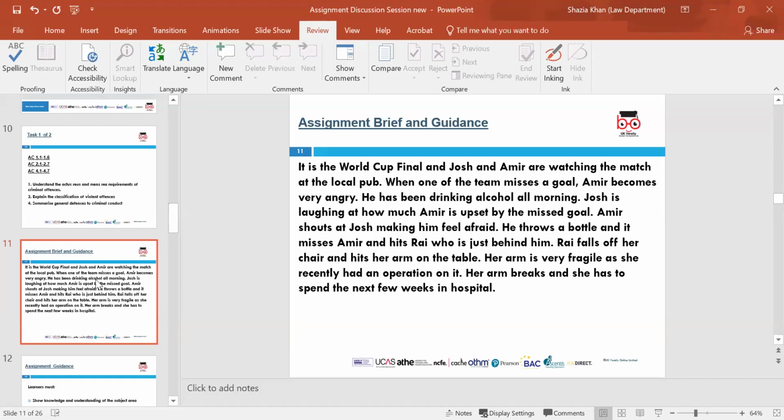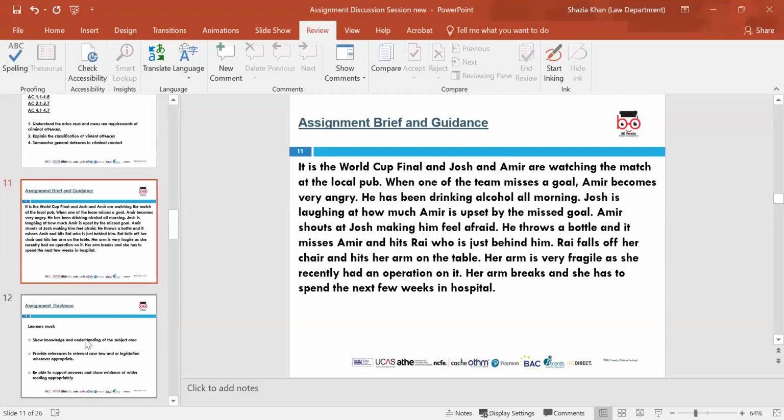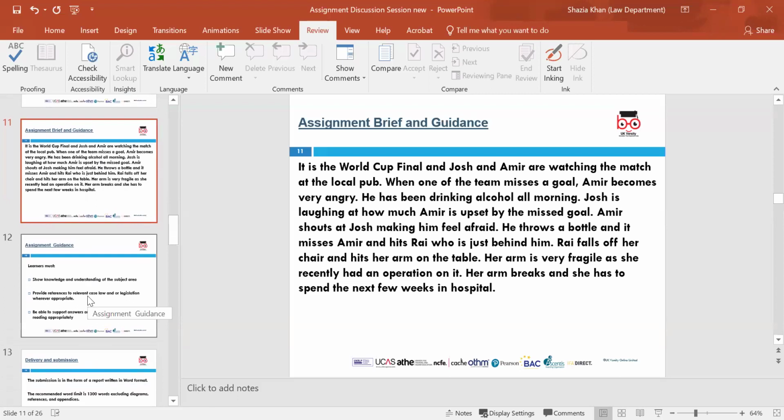He throws a bottle and misses Josh and hits Rai, who is just sat behind him. Rai falls off her chair and hits her arm on the table. Her arm is very fragile as she's recently had an operation on it, and her arm breaks and she has to spend the next few weeks in hospital. So here you must advise them of this, okay?